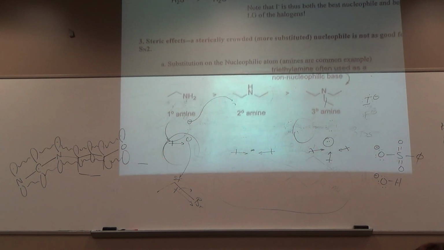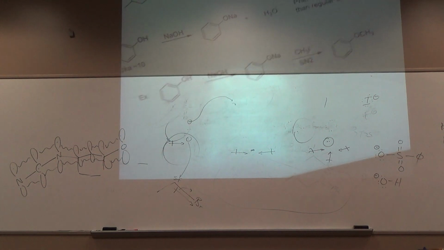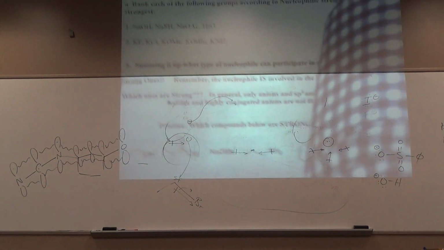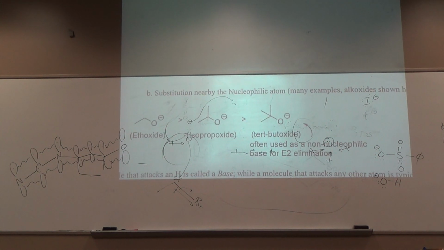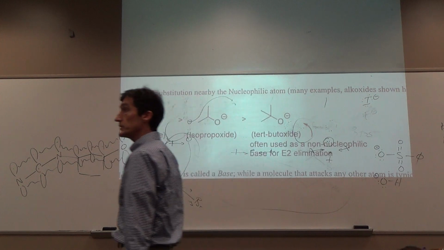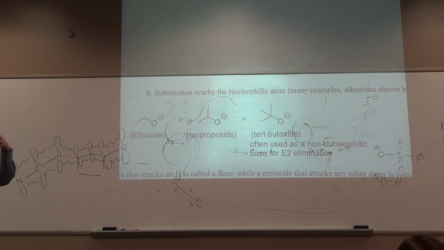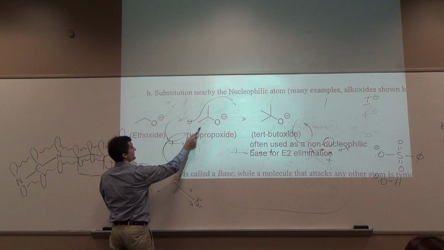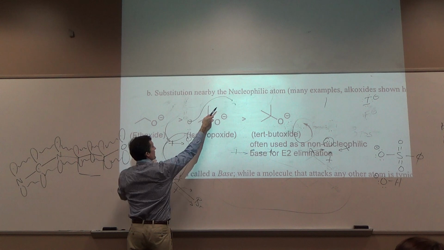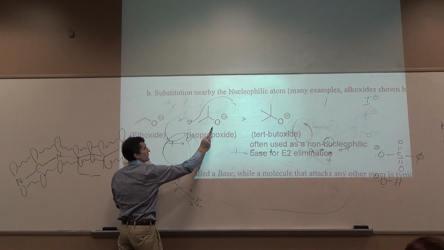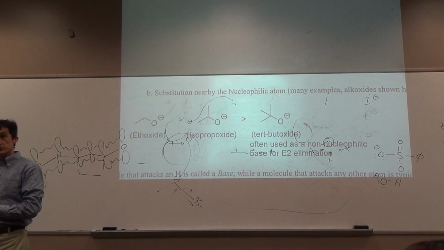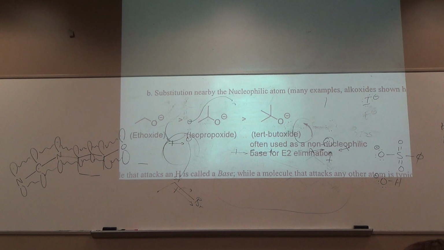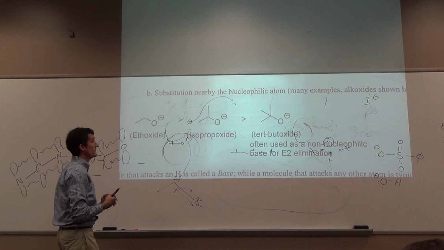Let's see where we're at, finish up. In terms of substitution, nearby is also critical. In the previous example, the substitution was on the nucleophilic nitrogen atom. Here, the substitution is not on the oxygen, but it's on the atom next door. So we're talking about this being a nucleophile. But next door, there's substitution. Substitution next door can also be a steric hindrance. Maybe not as bad, but it can.